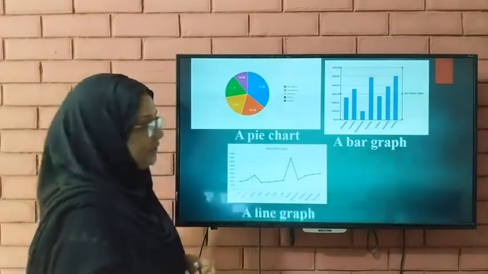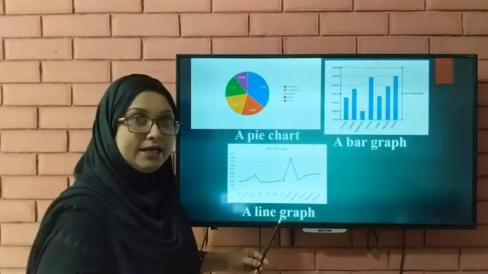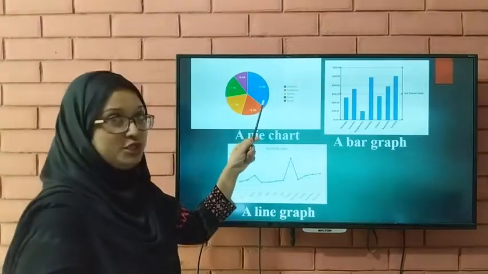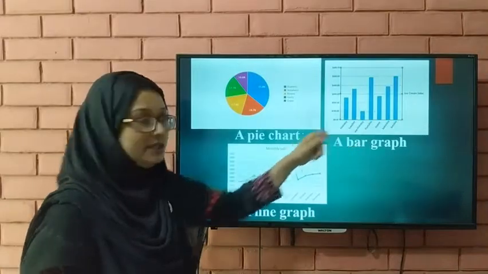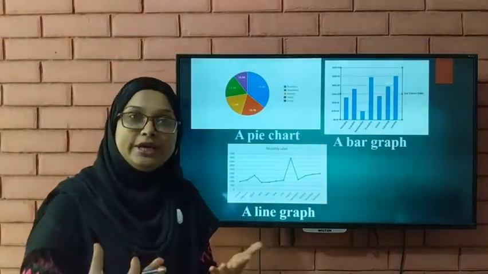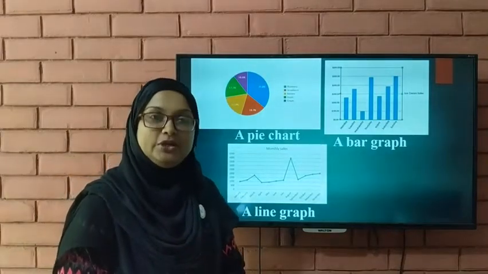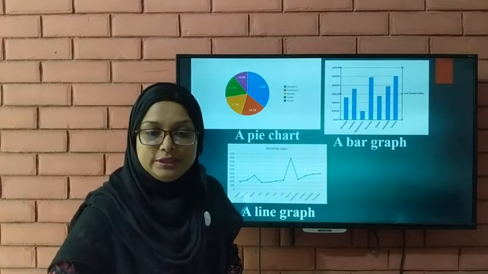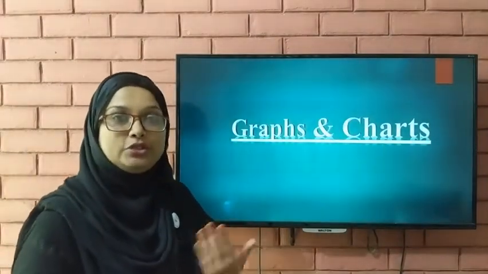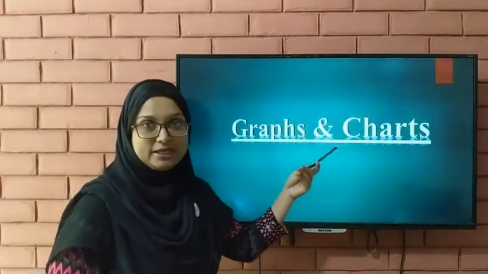If you just follow the picture, I think you will very easily understand. This is a line graph. What is this? This is a line graph. So this is a pie chart, a bar chart, and a line graph. So can you guess what topic we will discuss today? Good. I know you can give me the right answer. We are going to start the class on graphs and charts.